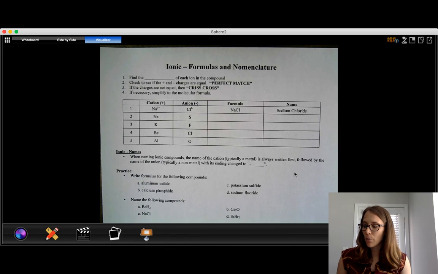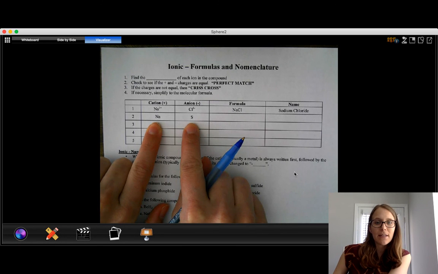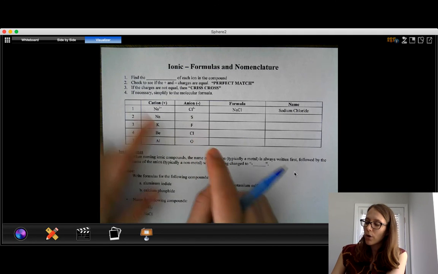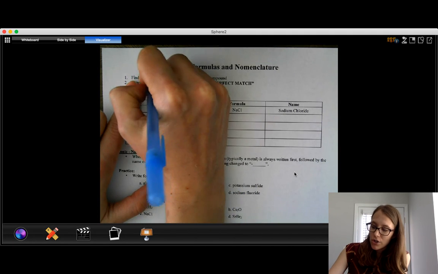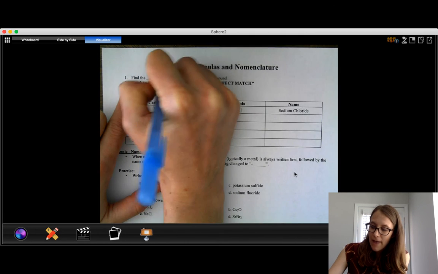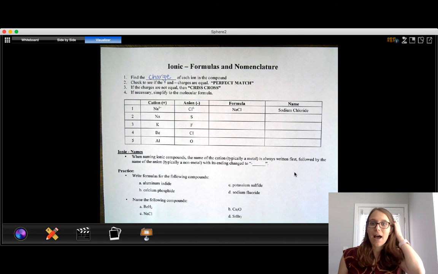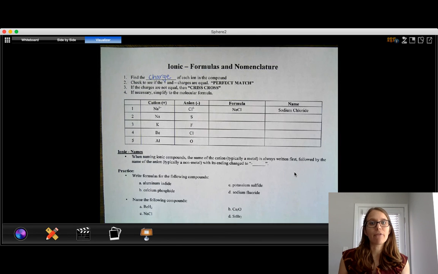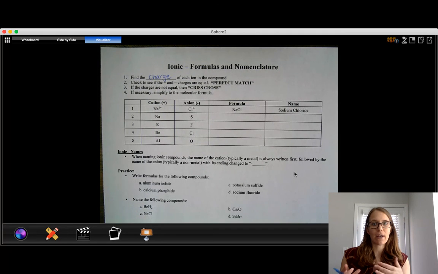So the first thing, when we're going to start writing formulas, we're going to be given two different elements that are going to be making an ionic bond. And what we need to do in order to write the formula is figure out what charge each of these forms, and then we can put them together. So we're going to first find the charge. And that charge of each ion tells us how many electrons an element wants to give or take when making a bond, and we're going to have to piece these together like a puzzle.